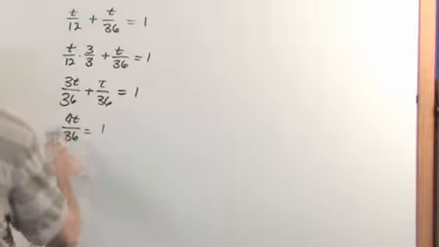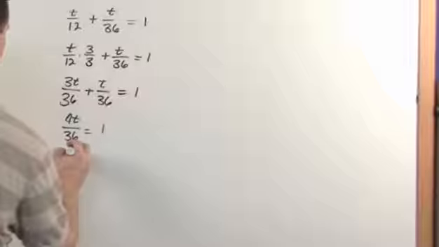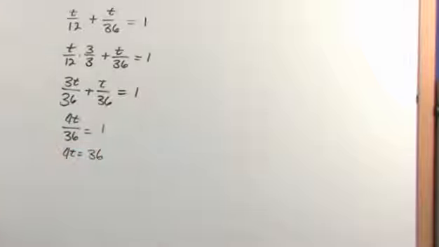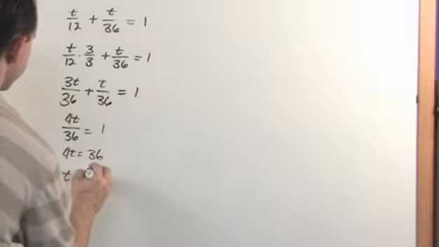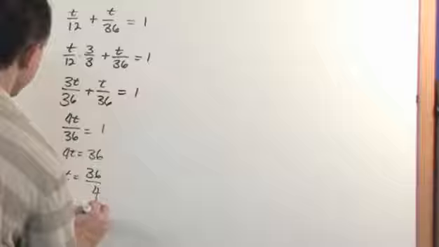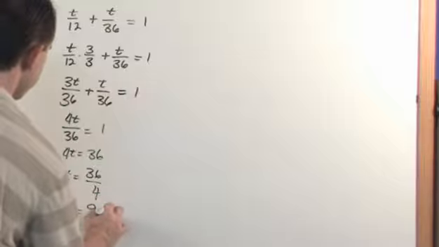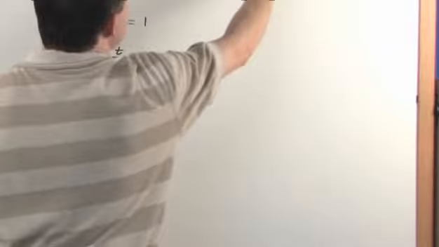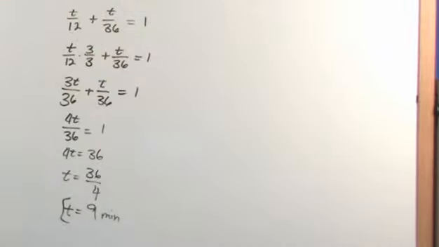Multiply both sides of this by 36, which will give me 4T is equal to 36. Okay? And then T will be 36 divided by 4, so T will be 9 minutes. And notice that it has to be minutes, because I've been dealing with minutes everywhere, and you have to have the same unit of time there.